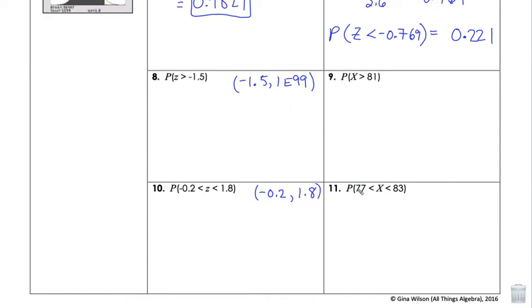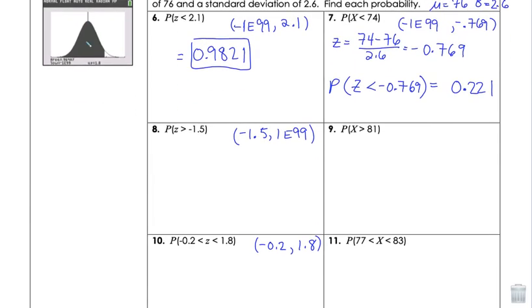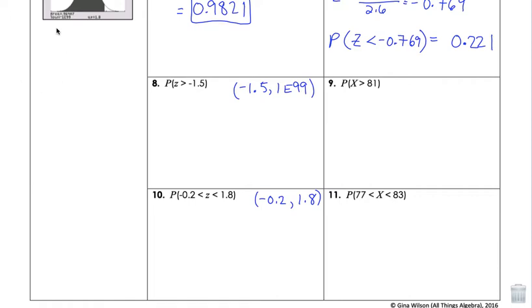So for 9 and 11, make sure you find the z-scores for each of these values so that you have the correct upper or lower bound that you're going to be plugging in. And then you can find the probabilities with the calculator function. So I do want to just write what you should use for negative infinity or positive infinity. So for negative infinity, again, we're using -1 e99. And for positive infinity, we're using +1 e99.